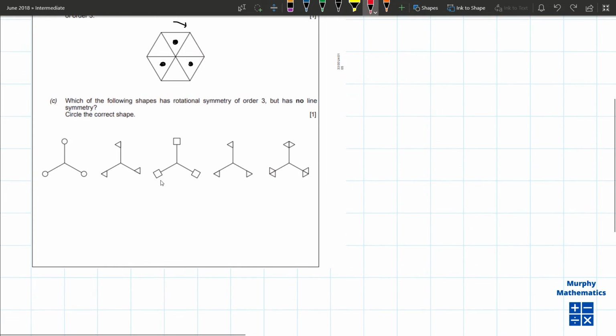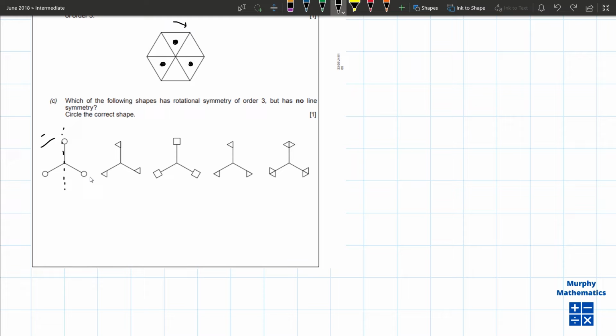Okay, so the next question: which of the following shapes has rotational symmetry of order 3 but has no line symmetry? So we need to know the difference between line symmetry and rotational symmetry. Rotational symmetry is when we rotate the object to see if it makes itself again. Line symmetry is if we can draw a line and it's as if it's a mirror. So this one has line symmetry because this side over here is the exact same as this side.